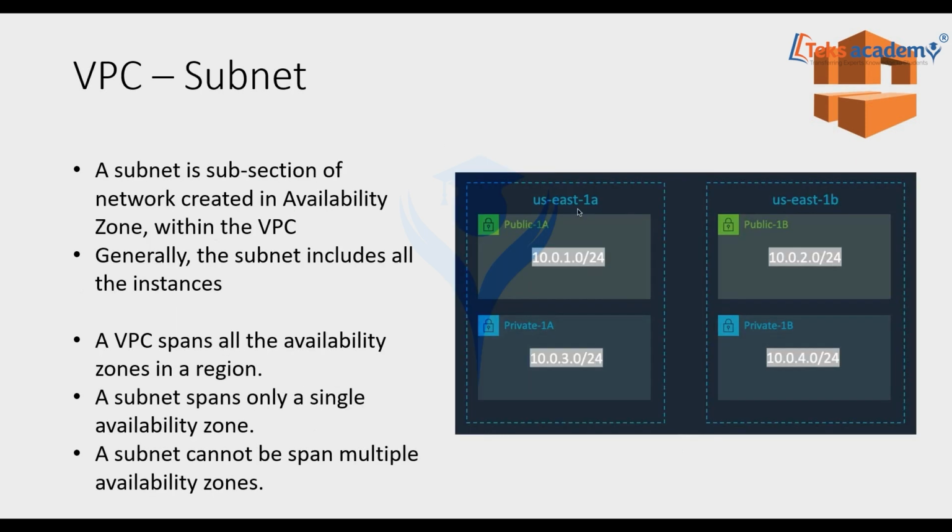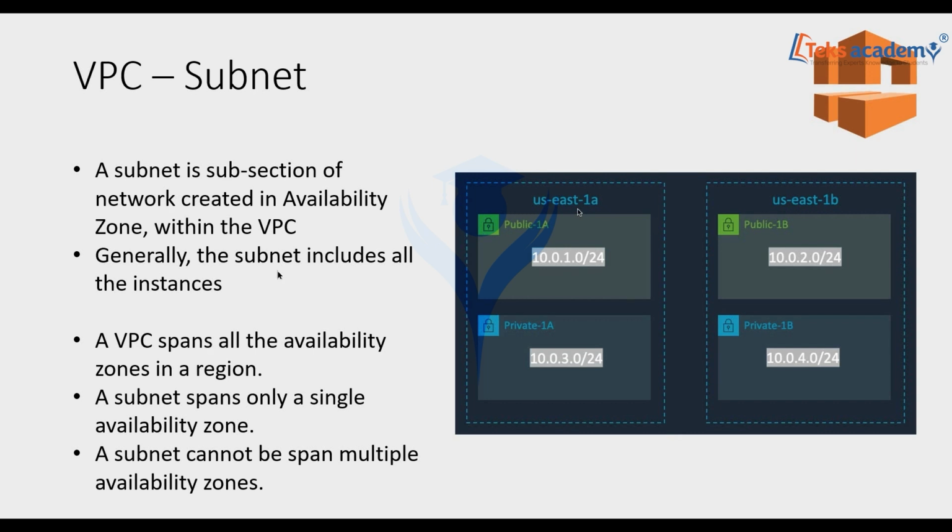Now, a VPC subnet is nothing but the subsection of the network, which is created in an availability zone. These subnets will have the instances. So when we launch an instance, we will be launching the instances in the subnet. The VPC spans throughout the region, all the availability zones in the region.